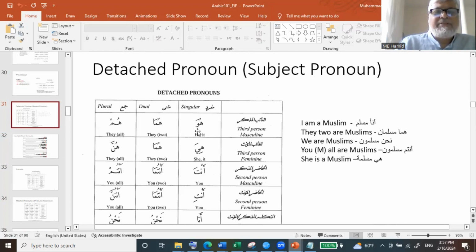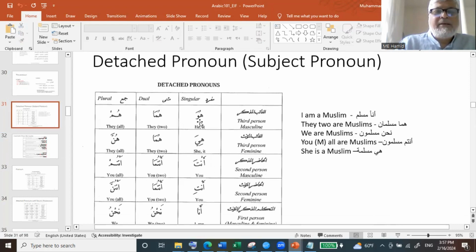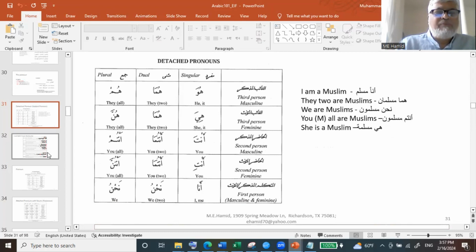Like hua, he, it is an independent word. It has independent meaning. It's not attached to a word, so they remain separate. So these are called detached pronouns, and these usually act like a subject pronoun. Like hua Muslim, he is a Muslim. So he is a subject pronoun. These are hua, huma, hum. These all work as a subject, and we've looked at that before.